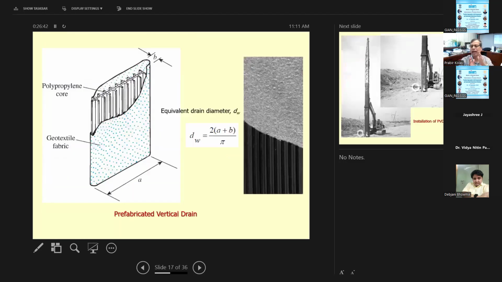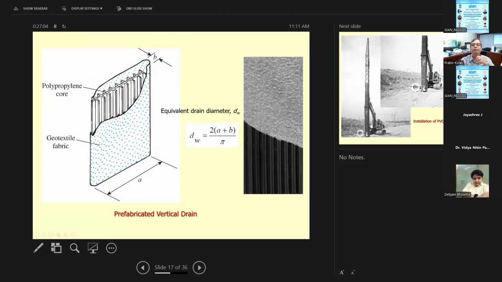This is how it looks like if you see carefully, on a bigger scale, the prefabricated vertical drain. If you see the inside, there is a polyethylene core, and then geosynthetic fabric is encased. Okay, so this is how it looks like in actual. The core is inside, and on the right side over here, geotextile.